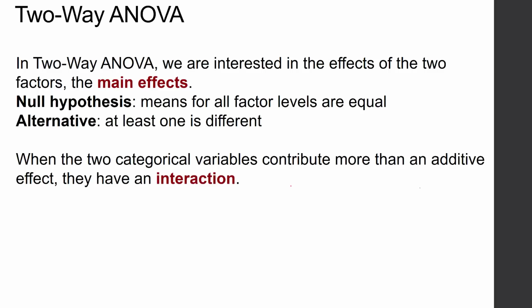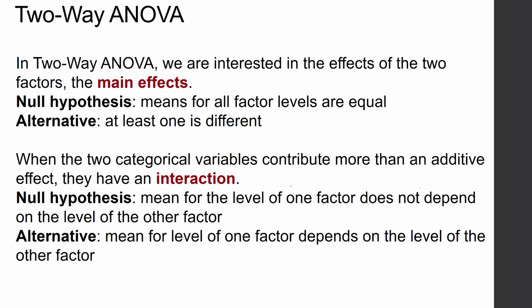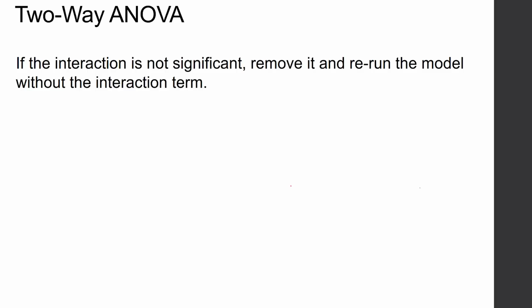However, when the 2 categorical variables contribute more than an additive effect, we have what we call an interaction. The null hypothesis for the interaction is that the mean for the level of one factor does not depend on the level of the other factor. And the alternative hypothesis is that the mean for the level of one factor depends on the level of the other factor. If the interaction is not significant, we're going to remove it and rerun the model without the interaction term.